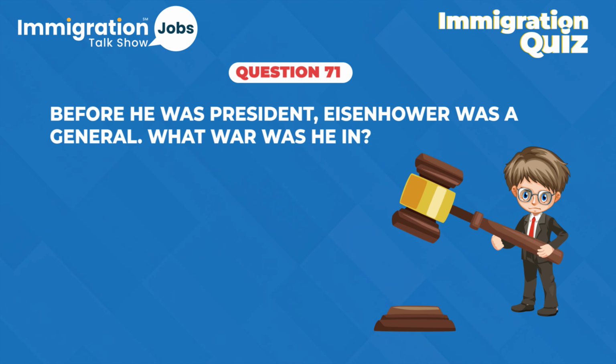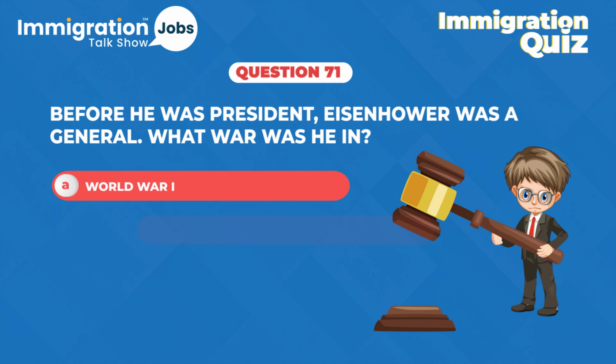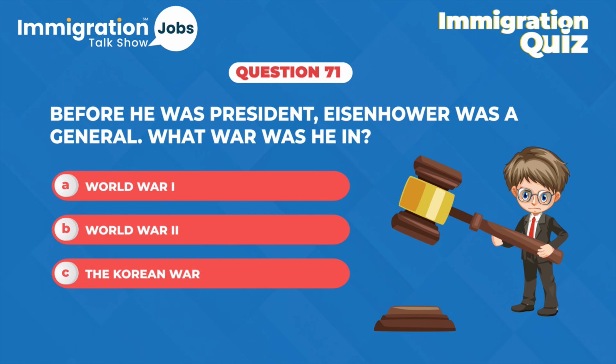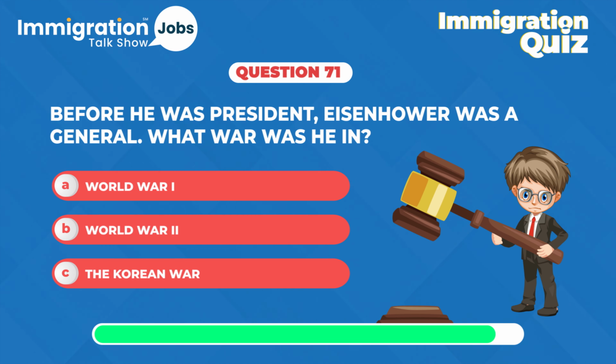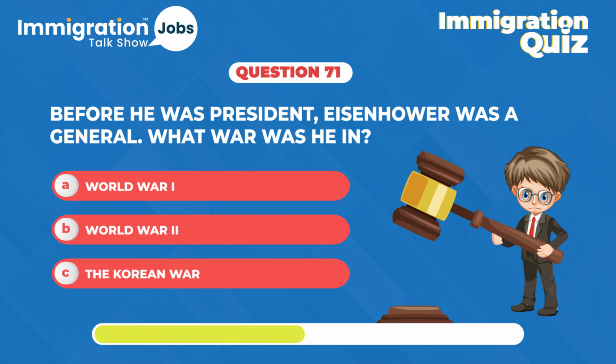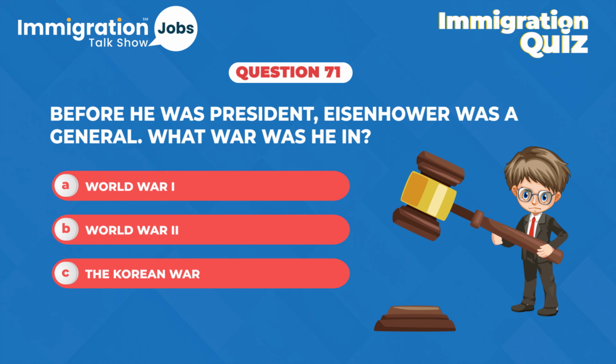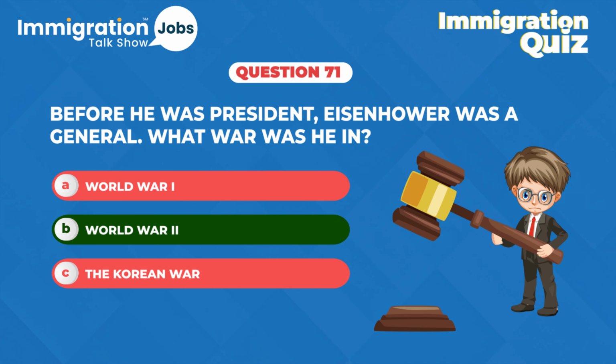Before he was president, Eisenhower was a general. What war was he in? Option A, World War I, option B, World War II, or option C, the Korean War. And the correct answer is option B, World War II.